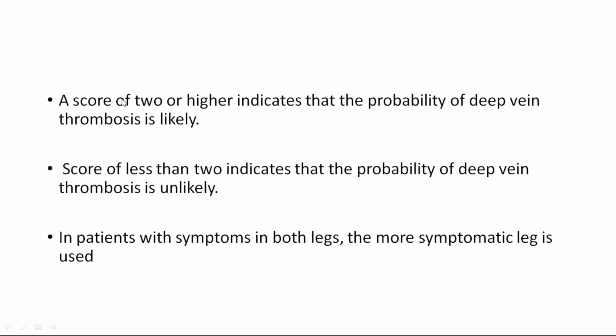A score of 2 or higher indicates the probability of deep vein thrombosis. If the score is less than 2, it indicates that deep vein thrombosis is unlikely, so it may not be present in the diagnosis. In patients with symptoms in both legs, the more symptomatic leg is used for ultrasound examination.